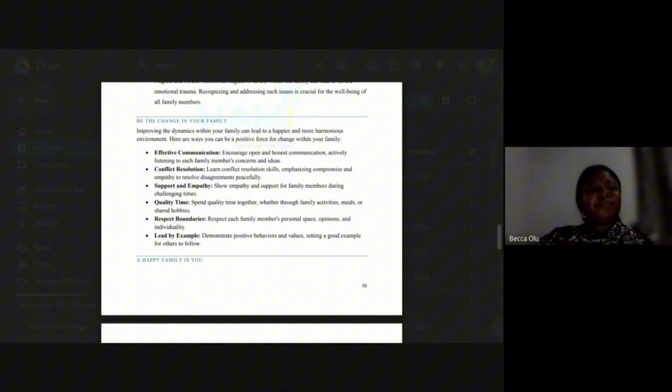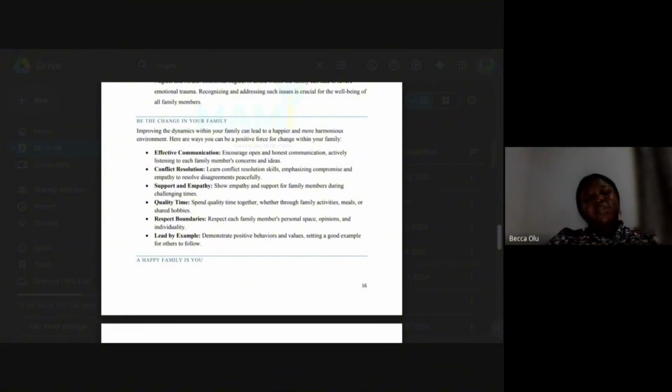Respect boundaries. Each family member has personal spaces, so respect their personal space, respect their opinions, and respect individuality. We are all different. The same way you want somebody to understand you and respect your space, your personality, your individuality, I'm my own person, you should do that for other people, for your parents, for your siblings. Understand that we are all different persons. We have our own opinions, our own perceptions, and we grow differently. So be gracious and respect boundaries.